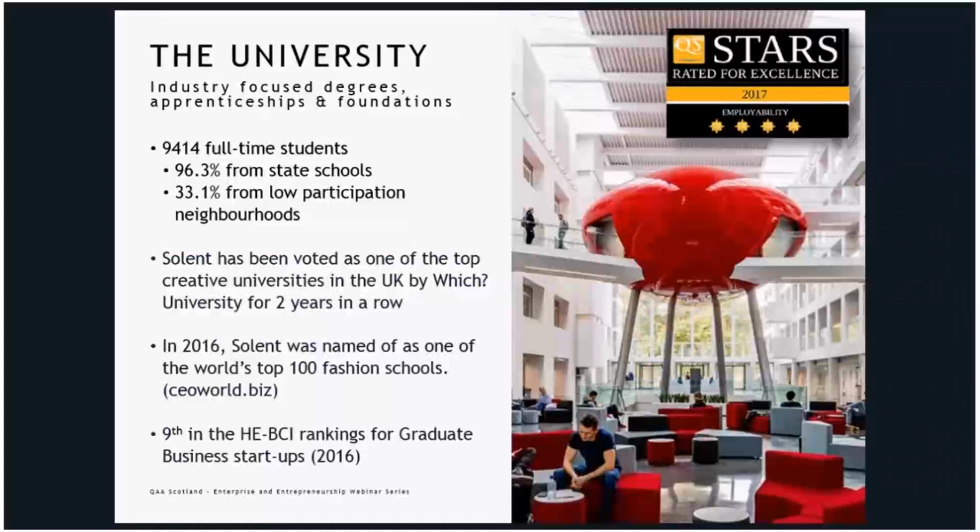As a background, we have 9,414 full-time students. Obviously, we have a lot more part-time students, but the core of our students are 9,414 full-time, and 96.3% of those come from state schools, with 33.1% from low participation neighbourhoods. And in actual fact, 70% of our students are the first in their families to come to university. So we are very conscious of our widening participation and the need to support those students into the university who maybe don't have that experience of what university is actually like.